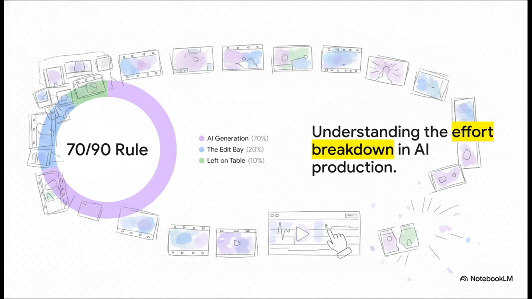And what about that final 10%? Well, that is intentionally left on the table. It represents the gap of human imperfection. It's what ensures your world actually feels emotionally resonant rather than just some cold, indistinguishable deepfake reality.